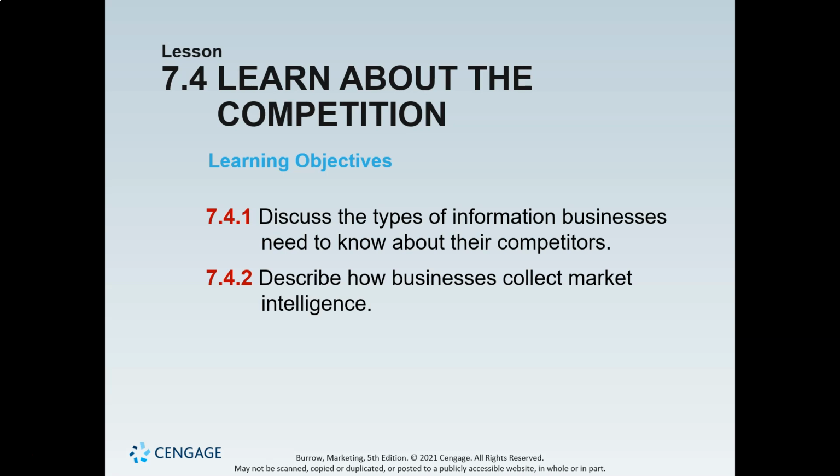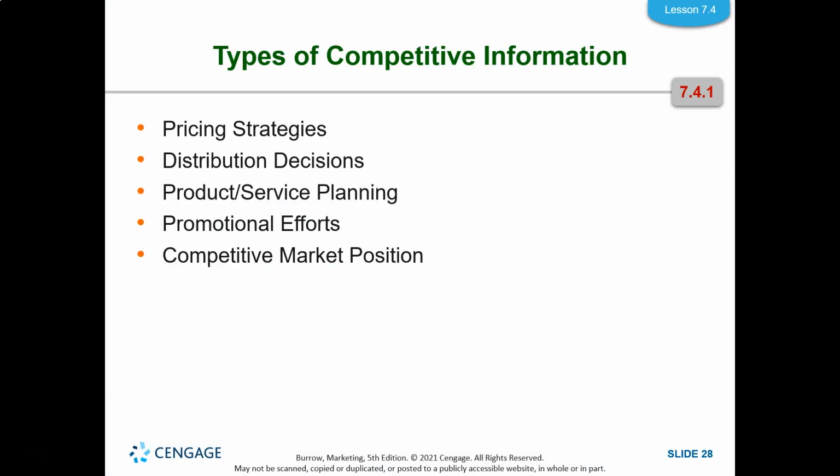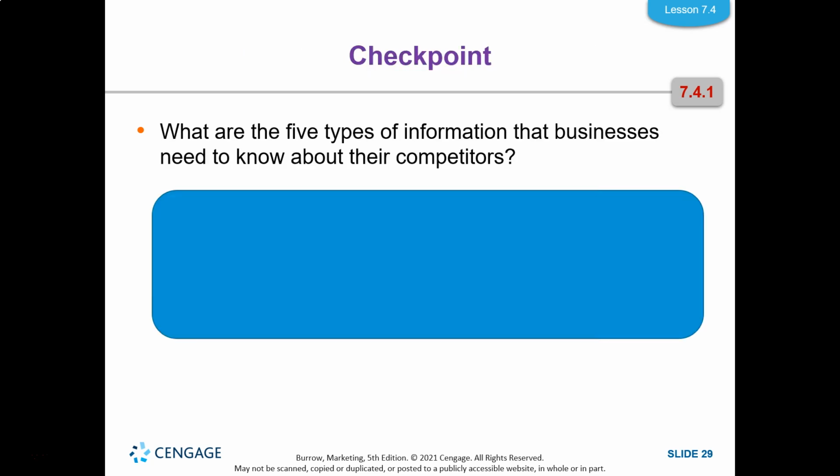So we're going to talk about discussing the types of information businesses need to know about their competitors, and then describing how businesses collect market intelligence. So the types of competitive information are these: pricing strategies, knowing what your competition charges so you can adjust to that. Distribution decisions, so Amazon pretty much does that perfectly, so everybody else has to play catch up, like Target and Walmart and so forth. Then you've got product and service planning. You've got promotional efforts, which is print advertisement, radio, television, and so forth, internet advertising, and then competitive marketing position.